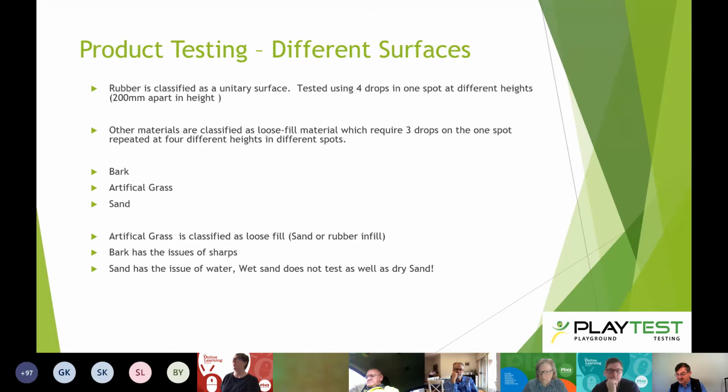Artificial grass is classed as loose fill, bark is classed as loose fill, so this testing is slightly different to the wet pour rubber. Sand is classed as a loose material as well, and sand has an issue with water. It's very hard when wet. Bark has an issue with sharps, and artificial grass has an issue of losing the infill on high-rise buildings.